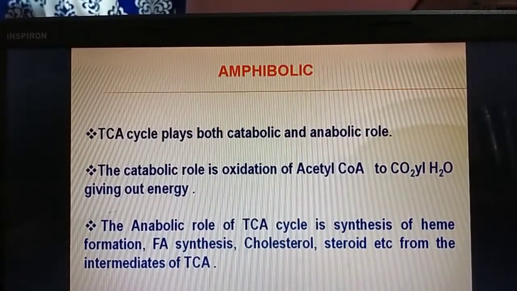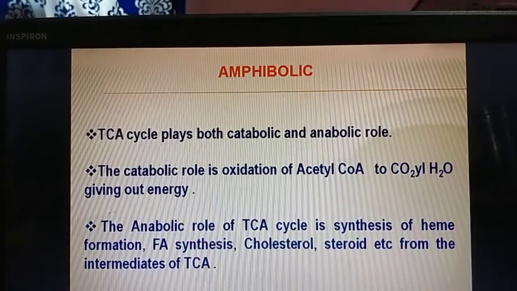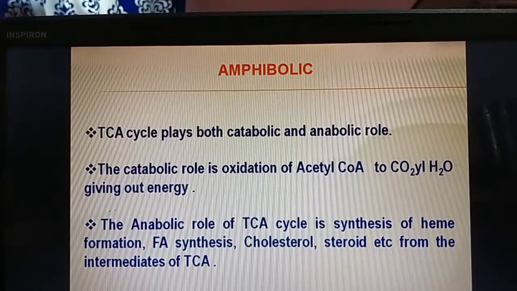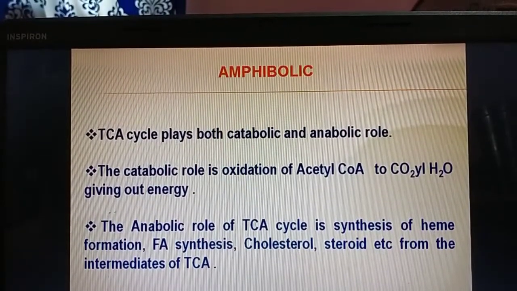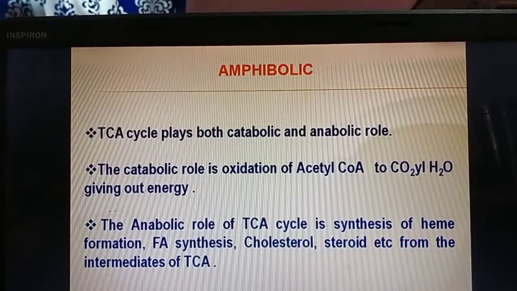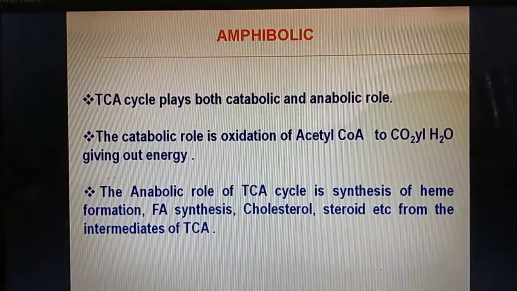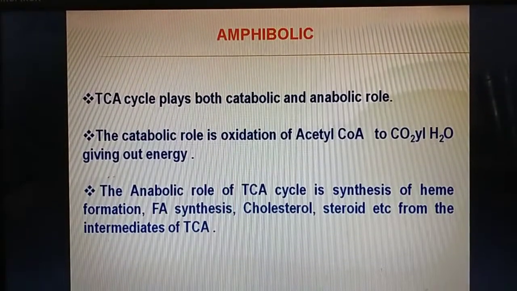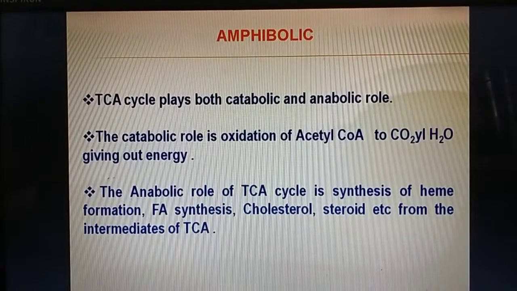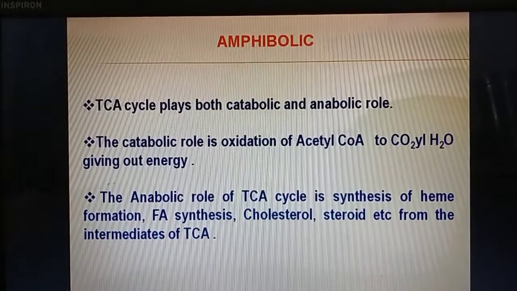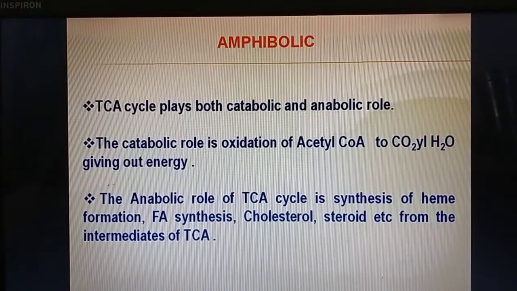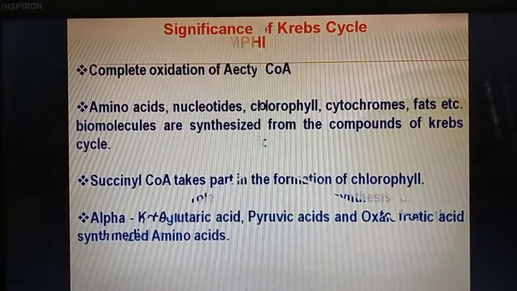Amphibolic. The TCA or tricarboxylic acid cycle plays both catabolic and anabolic roles. The catabolic role is the oxidation of acetyl coenzyme A to carbon dioxide and water, that is H2O, giving out energy. The anabolic role of the TCA cycle is the synthesis of heme, fatty acids, cholesterol, steroids, etc. from the intermediates of the tricarboxylic acid cycle, as I have already discussed.